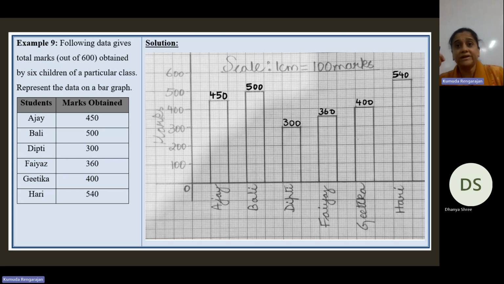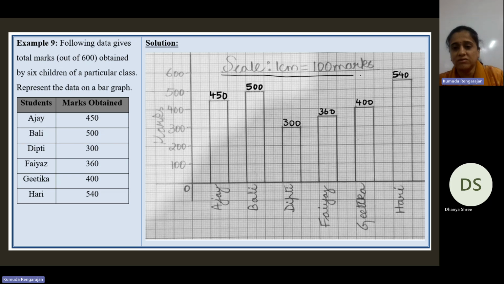I'll tell you how to read the subdivisions when you take 50. That's very important, how to mark. When you take 1 centimeter along the y-axis as 50 marks, how do you read the subdivisions? I'll tell you that. We'll first understand for 100. Scale 1 centimeter is 100 marks. We understand that?